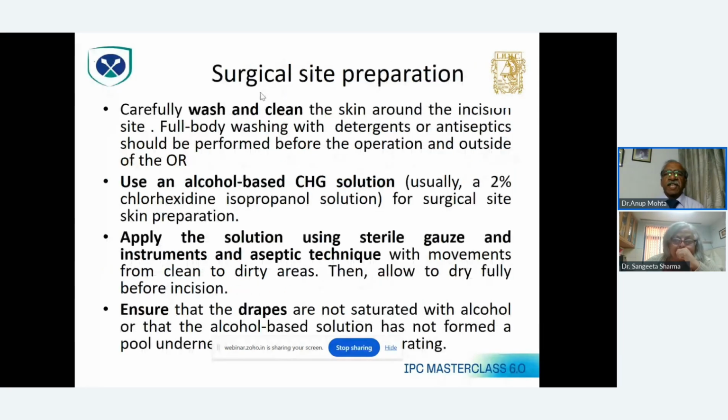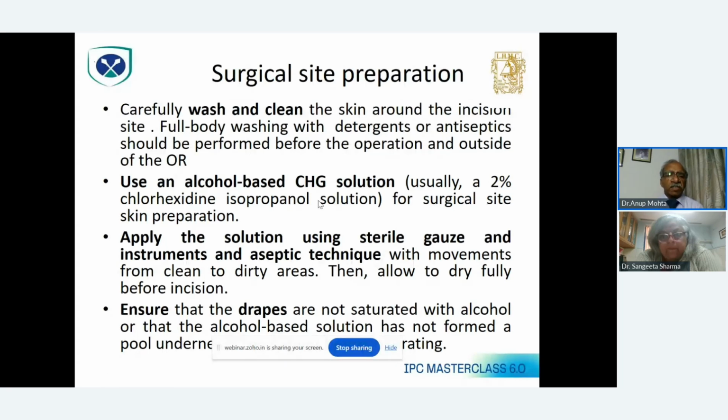Now, surgical site preparation. Carefully, we have to wash and clean the skin around the incision site. We all know that. Full body washing with detergent or antiseptics should be performed before the operation. We'll be talking a little bit in detail about it. It is recommended to use an alcohol-based chlorhexidine gluconate solution, usually a 2% chlorhexidine isopropanol, for the surgical site.